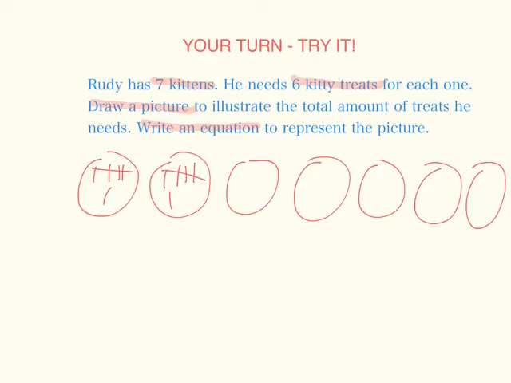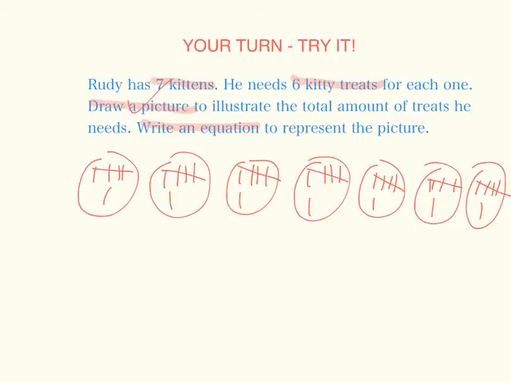Again, I'm going to use tally marks so that I can go back and count quickly. Notice how I'm making my 5s in a bundle. We all count by 5s pretty easily, so if we make our 5s in a bundle, that'll help us go back and count if we need to do that to solve the problem. So each kitty has 6 treats.